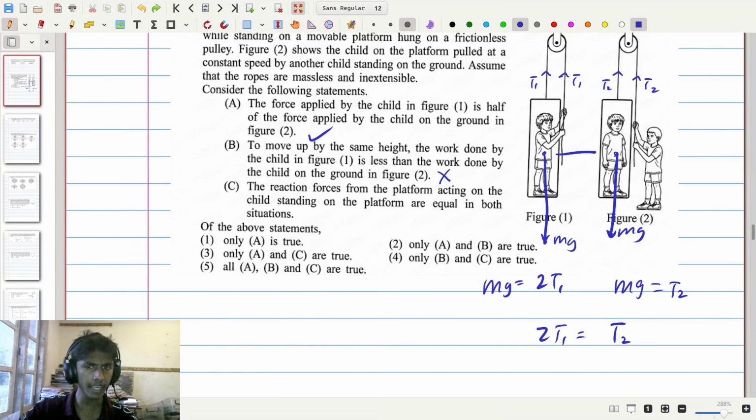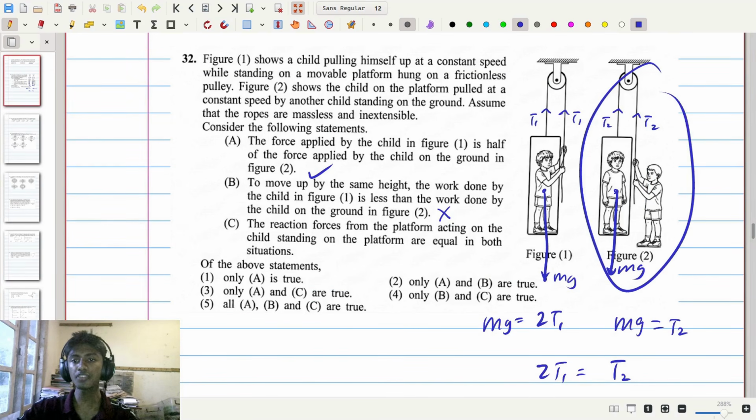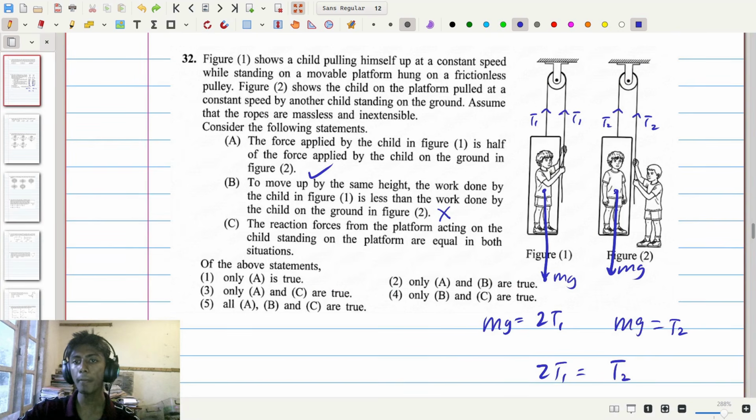Now even though that's the case, you might doubt it, because this child has to apply half of the force of T1 to move himself upward, but this child has to apply a force of T2, which is double of T1, to move this child upward. Now while that is true, you might be forgetting one thing. So in the second situation, in order to move up by a height h, like so, this child here has to pull this rope downward by a length h.